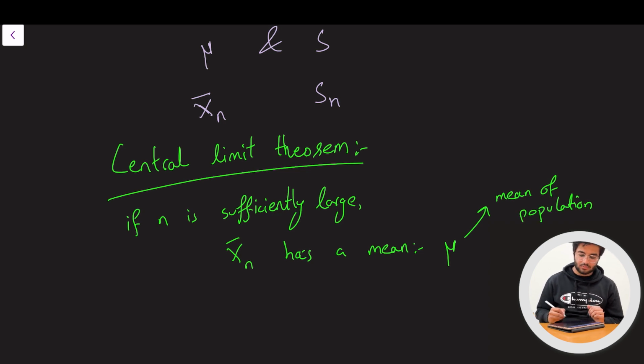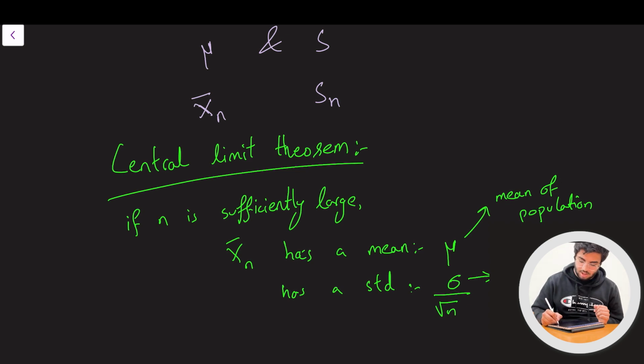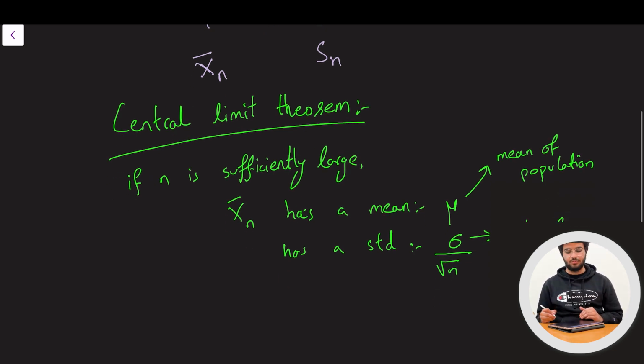Okay, and it has a standard deviation of sigma over square root n. Again, sigma being the standard deviation of the population and n being the number of samples. Okay?